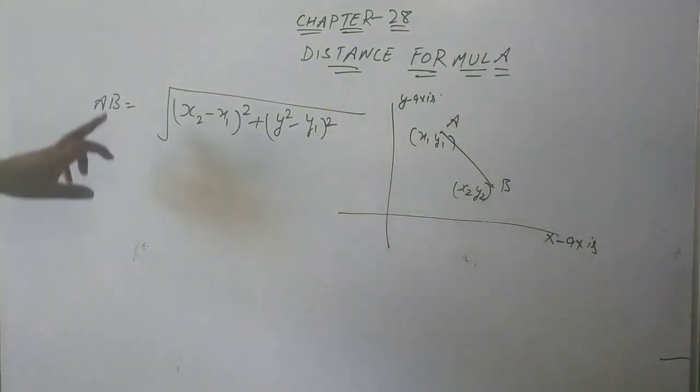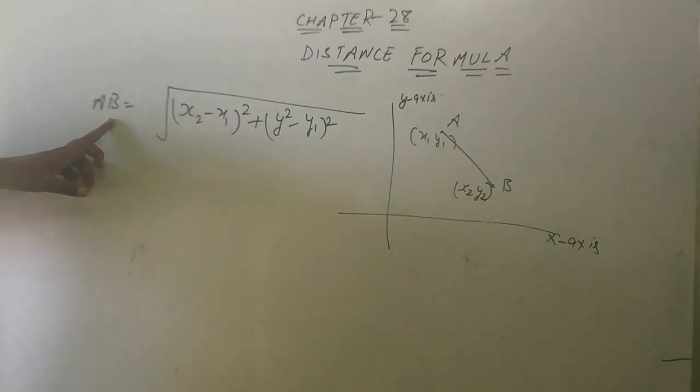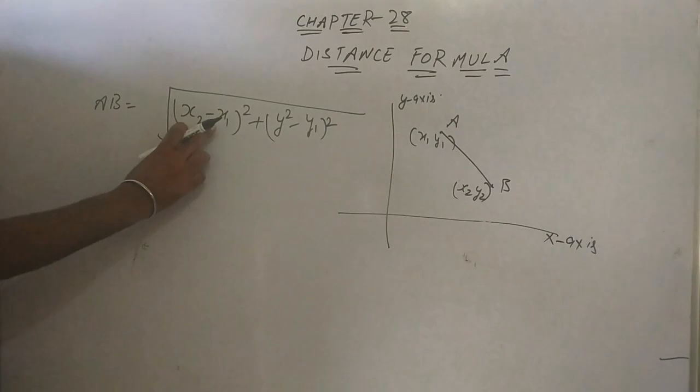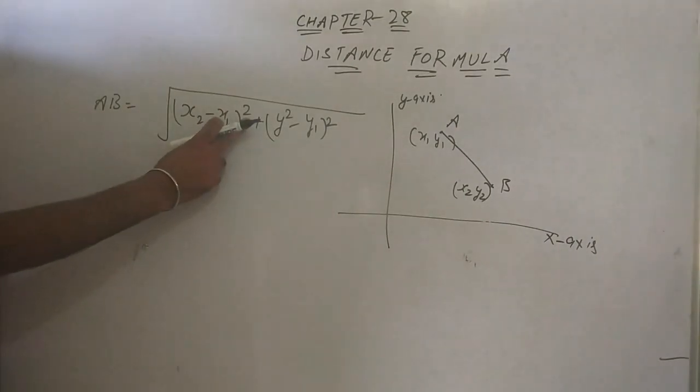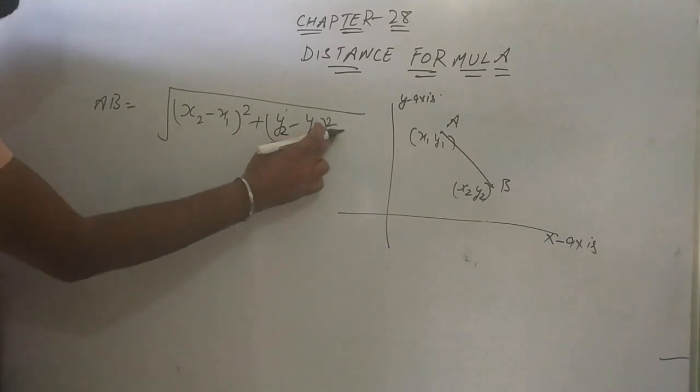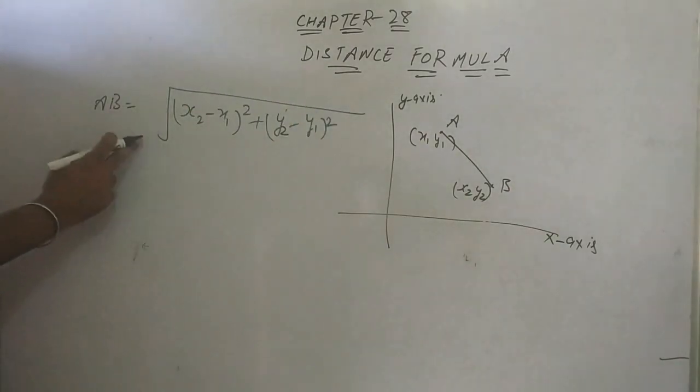So we have a distance formula. To find the distance between A and B, the distance formula is square root of (x2 minus x1) square plus (y2 minus y1) square, whole under root.